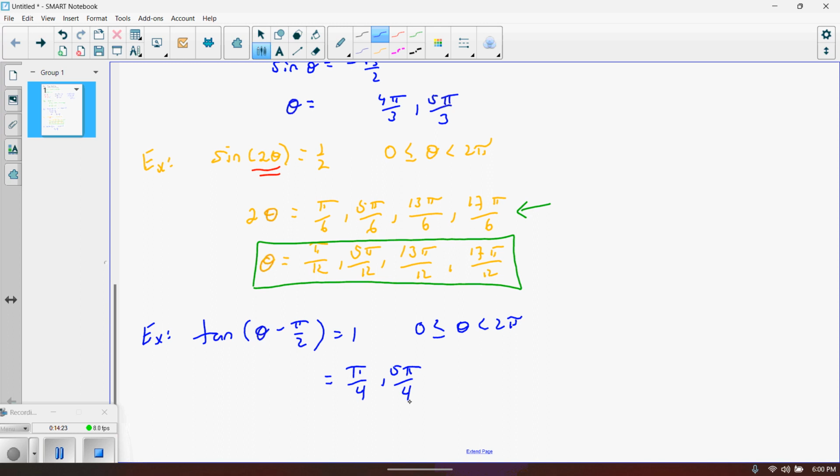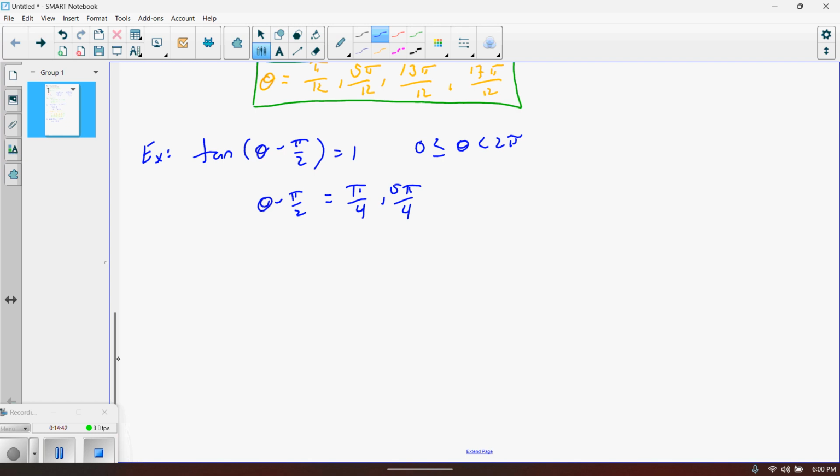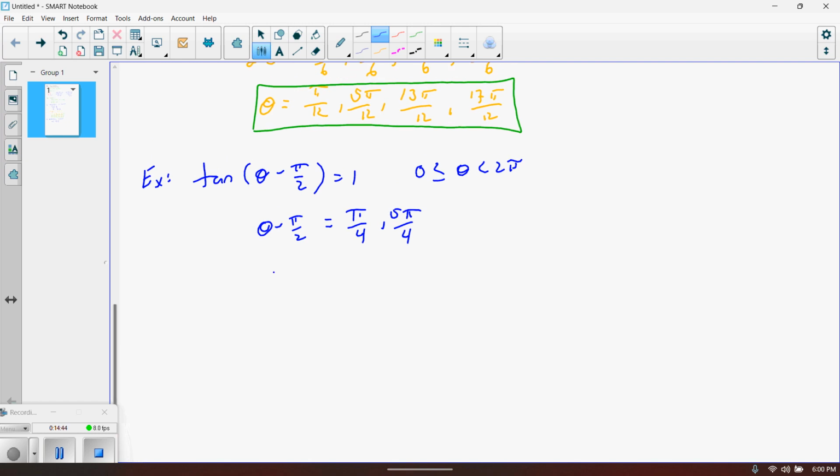But remember that this is not theta, that's theta minus pi/2. We just set the angle theta minus pi/2 equal to where tangent equals 1. In order to solve for theta, I would need to add pi/2 to each term. So theta is going to equal pi/4 plus pi/2 and 5 pi/4 plus pi/2.